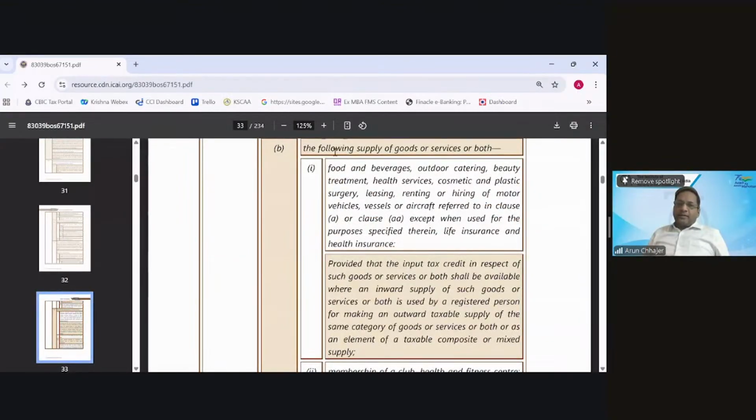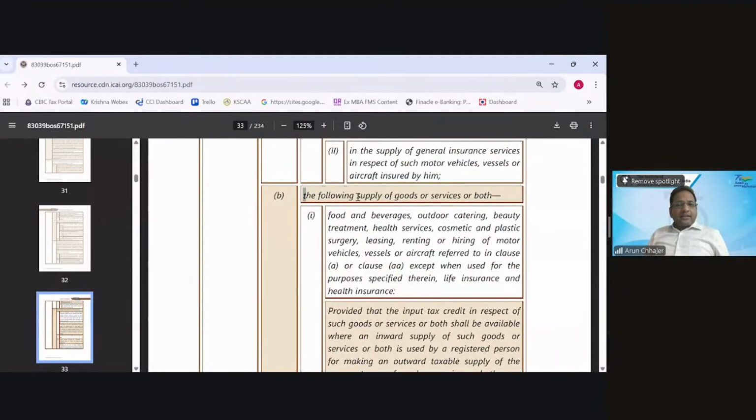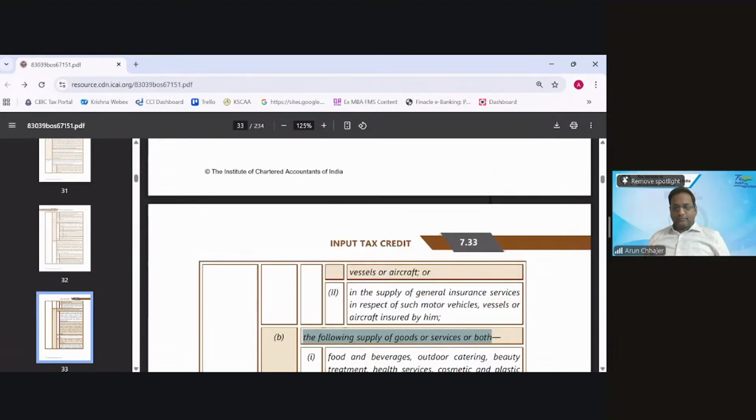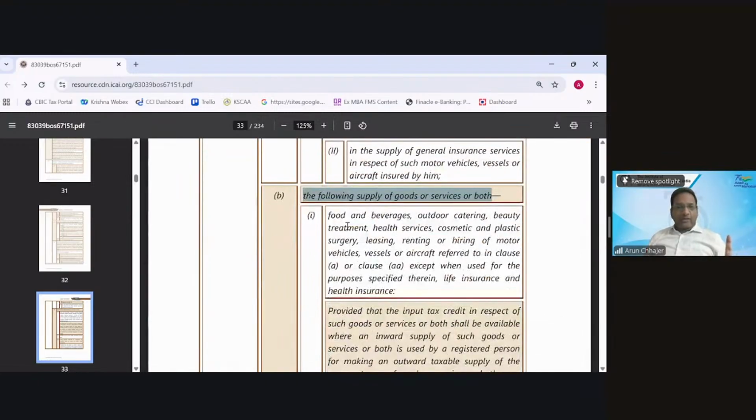Clause B simply says the following supply of the goods or services or both, ITC will not be allowed. First says that food and beverages, outdoor catering, beauty treatment, health service, cosmetic and plastic surgery, leasing, renting or hiring of the motor vehicle or aircraft referred in the clause A or AA except when the purpose used for the specified therein.